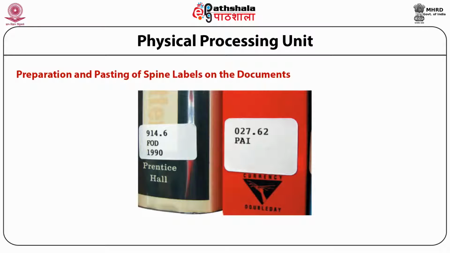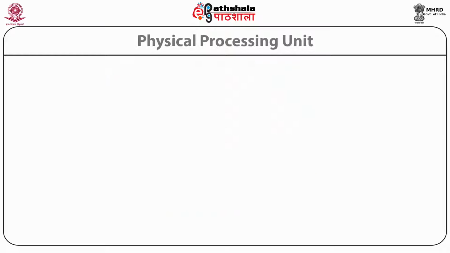Book pocket for inserting the book card is pasted on the inner side of the front or back cardboard cover of the book. Book card is a printed card of 5 into 3 inches in size with the name of the library along with headings for writing author, title, accession number, call number, date of issue and return.